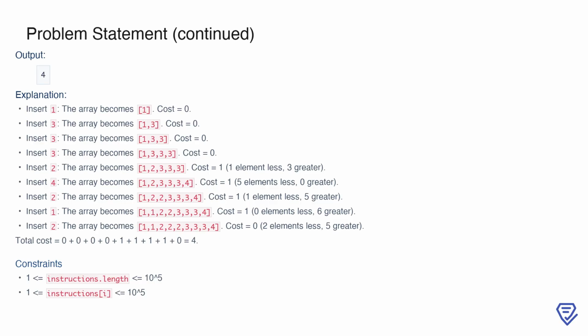Lastly, inserting 2 results in 1, 1, 2, 2, 2, 3, 3, 3, 4, with 2 elements less than 2 and 5 greater, for a cost of 2. Adding all these costs together gives a total of 4.